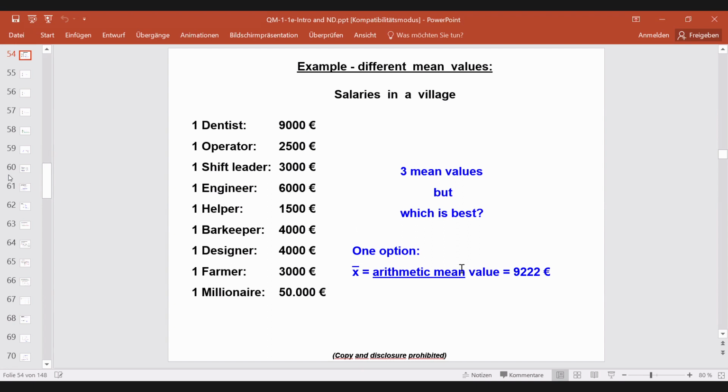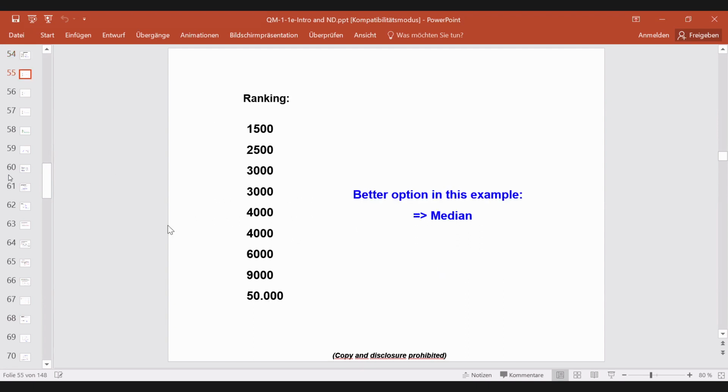So the arithmetic mean is not representative for this village. What are the options? One option is the calculation of the median value. What is the median value? At first you have to do a ranking.